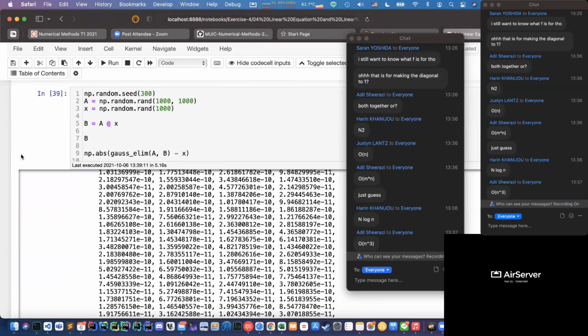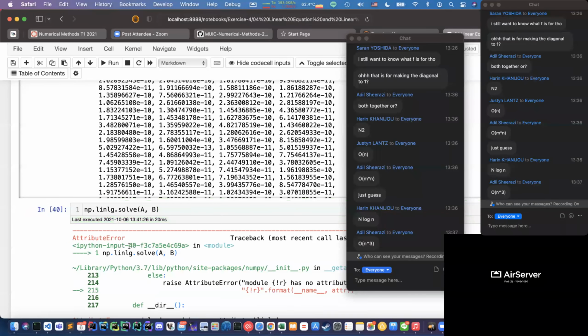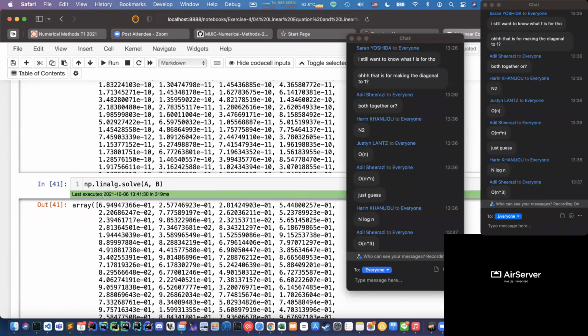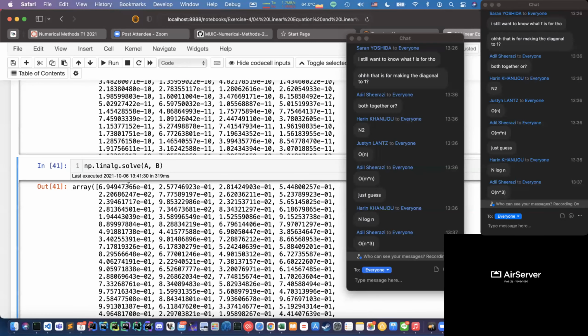Okay. This is how they do it in real life. For code that is highly optimized, this is what you do. You have np.linalg.solve, and then you put in A and B. See, they do it in a much faster way.